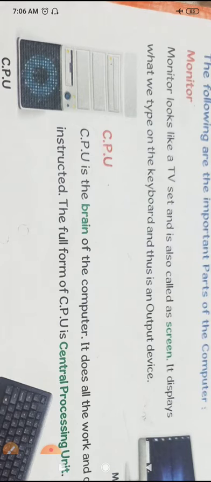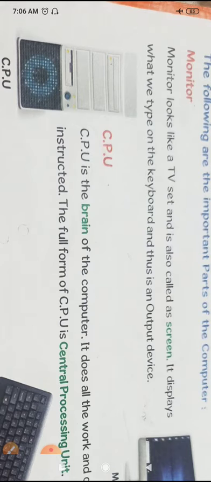How does it look? Like a TV set, and it's also called a screen. Just as a TV has a screen on which you watch pictures and serials, the monitor looks similar to a TV. So this is also known as a screen. It displays what we type on the keyboard, and thus it is an output device.